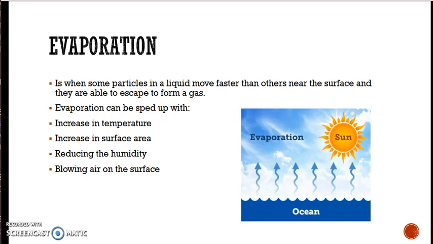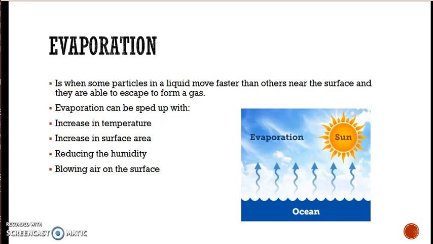We'll get to that. Reducing the humidity. So if you don't know, the definition of humidity is the amount of water in the air. So if there is a lot of water in the air, then that means that the water will have trouble going up into the air, because the particles want to go out into the air, but they look up and they're like, oh man, there's already water particles up there, so maybe I should just stay down here.